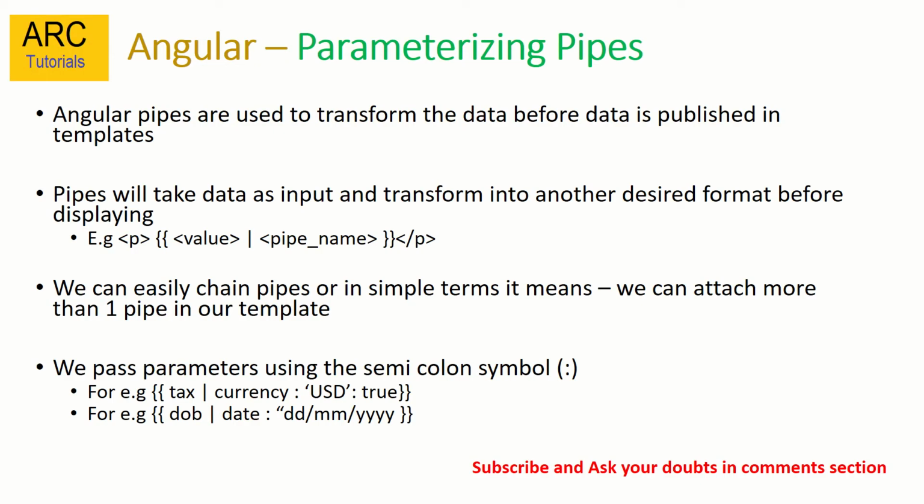All right, so we saw that Angular pipes are used to transform the data before the data is published. Pipes take data as input and then transform it into another desired format. We can easily use multiple pipes on the same interpolation value, which means we can use more than one pipe. That's really cool. We can also pass parameters to them using the colon symbol. Let's see that in action.